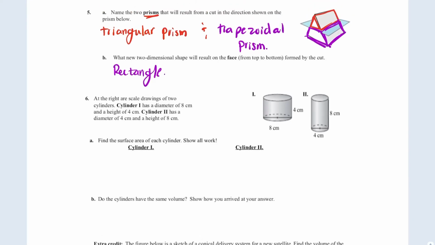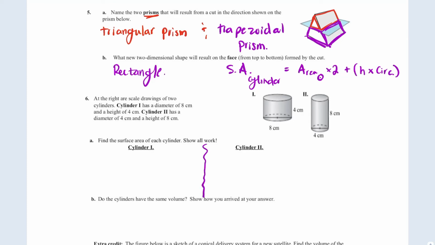So here we need to revisit how to find the surface area of a cylinder. So the surface area of a cylinder is going to be equal to, we said we take the area of the circle and you multiply it by 2, because there are two circles, the top and the bottom. Then you're going to add that to your height and multiply that by your circumference. And that should give you your surface area.